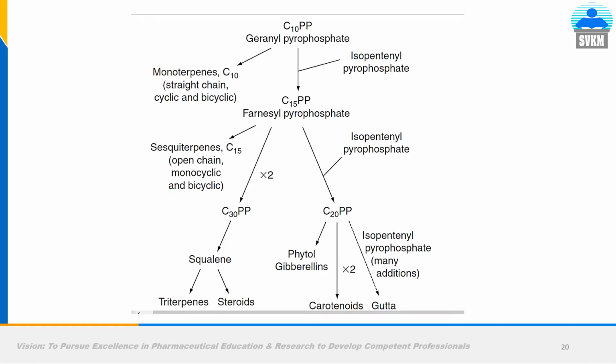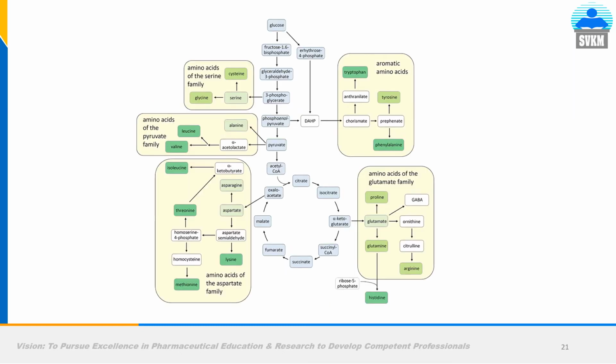Same cycle in a different manner. Same. Now this is the biosynthesis of protein. Different types of amino acids are biosynthesized in the plant. Very clearly you can see from this particular cycle, they are self-explanatory. Total 6 families are there.